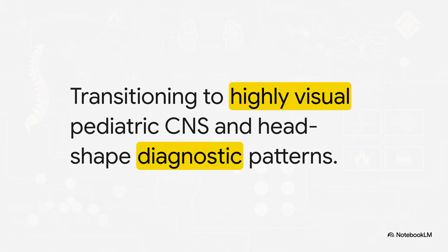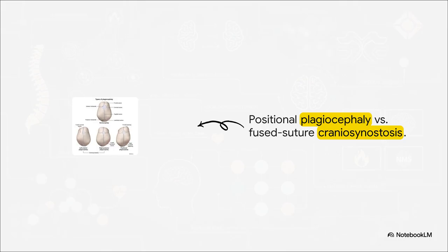Moving on to Triage Branch 3. Pediatric CNS visual diagnoses. Now, what's really interesting about this slide is how visually defining the difference between a benign condition and a surgical one is just so crucial. On the right, we have positional plagiocephaly. Notice how the sutures remain open. The skull is just mechanically flattened, often at the occiput, simply from the baby lying in one position. But take a look at the left.